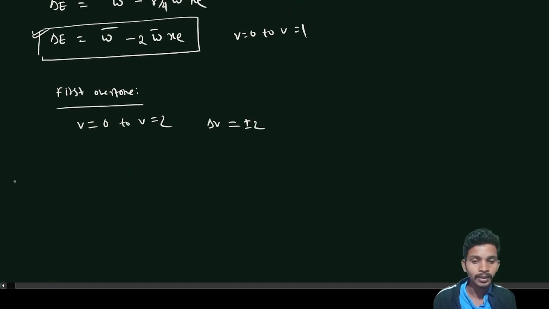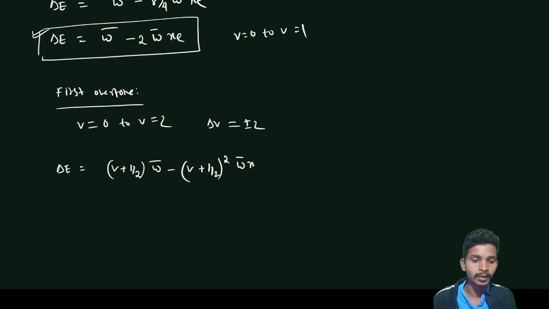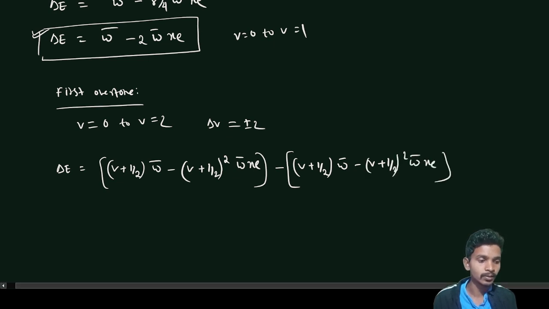So here also if you calculate, then you can get it. Let's do it. If I do it, then delta E will be equal to, let's say, (v plus half) omega minus (v plus half) square omega xe, and here minus, I will do (v plus half) omega minus (v plus half) square omega xe. I can do it like this.